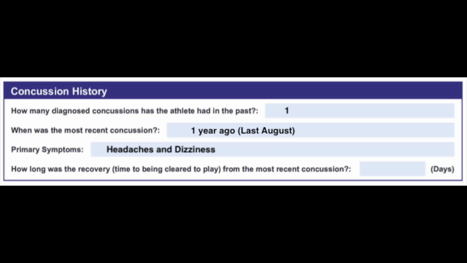What were your primary symptoms? Mainly just a bit of a headache and I was dizzy. How long was the recovery, the time before you were cleared from your most recent concussion? It took me about 12 days.